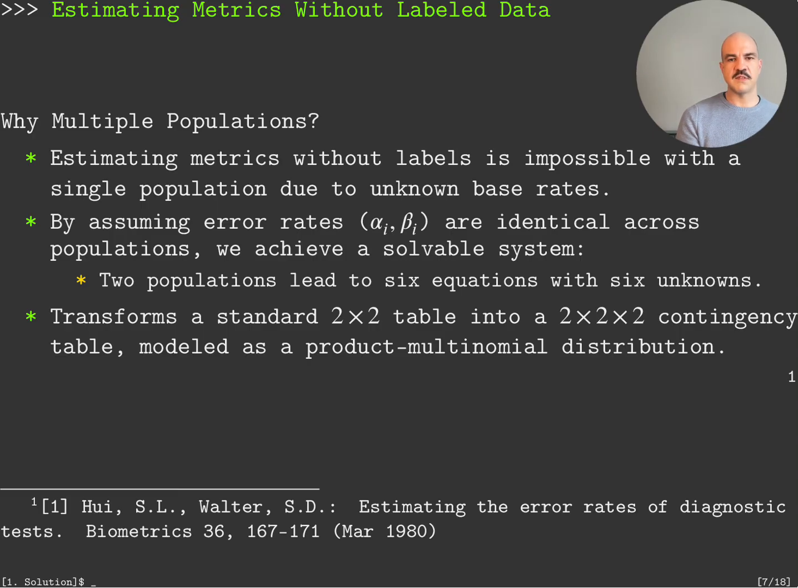Once we have this 2x2 contingency table, we can do this estimation. And this appeared in the Hui-Walter paper, where they're estimating the error rates of diagnostic tests. This appeared in 1980 in an epidemiology paper.